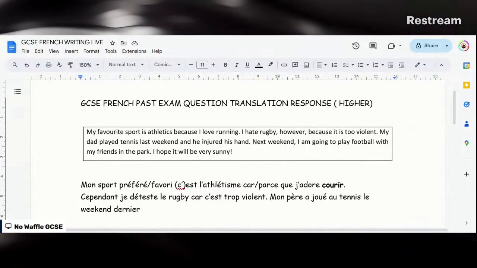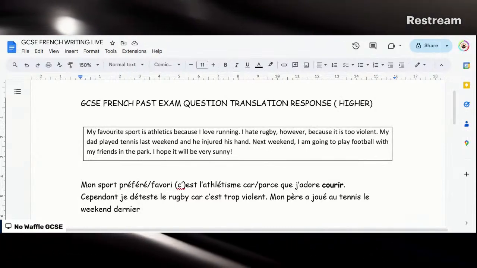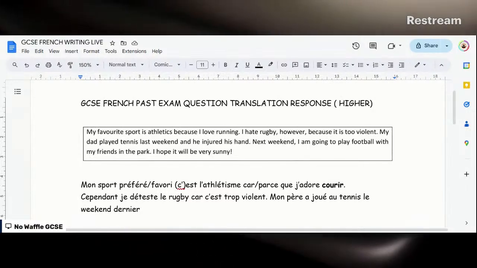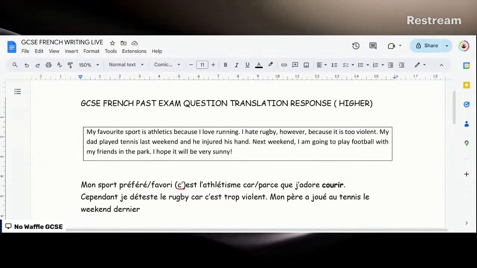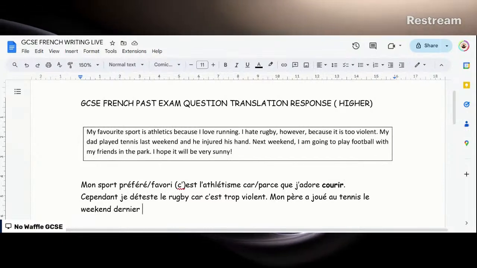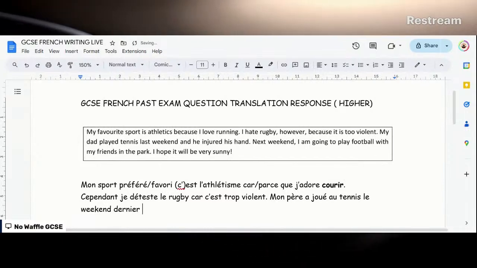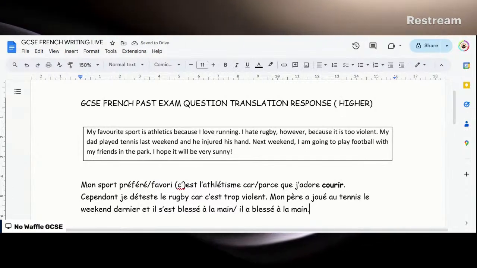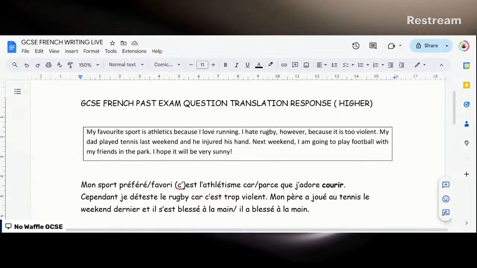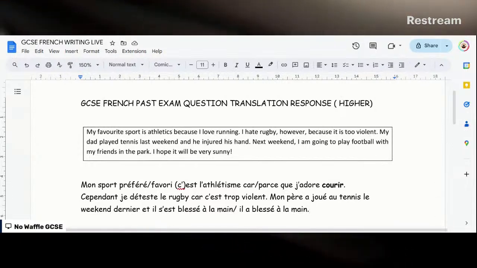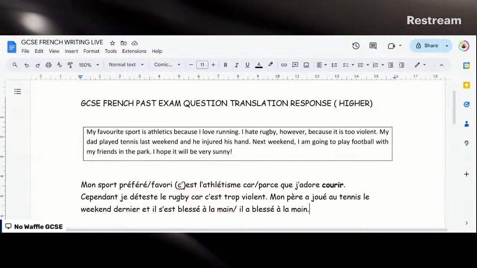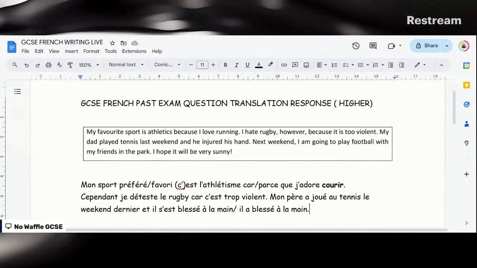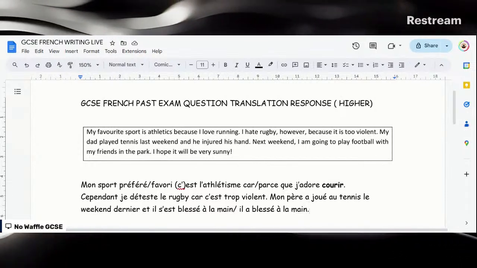Well, the infinitive for to injure in French is blesser. So to say that he injured his hand, that's a hard one to do. But you'd say il s'est blessé à la main or il a blessé à la main. So the se part is the fact that the blessé can effectively become a reflexive because he's doing it to himself. So you can use the se part. If not, you can just talk about il a.